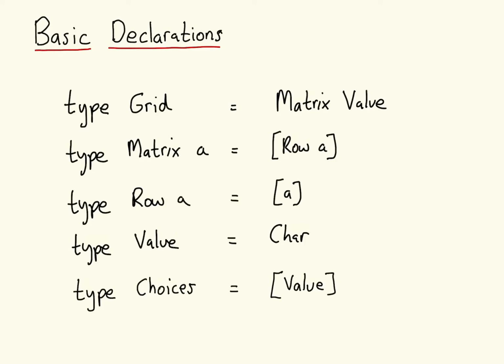So here are our basic declarations, because as usual we're going to be using these quite a lot today. Just a quick refresher: a Sudoku grid is a matrix of values, a matrix of things is a list of rows of things, a row is simply a list, a value is a character, and choices is simply a list of values. So make sure you're all familiar with these basic data type declarations.